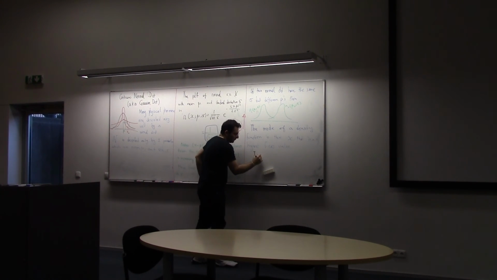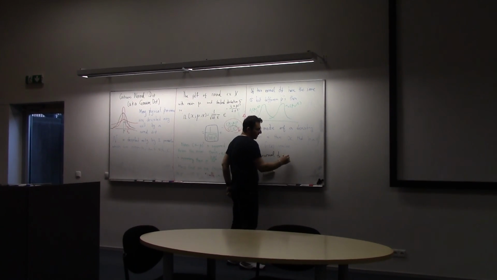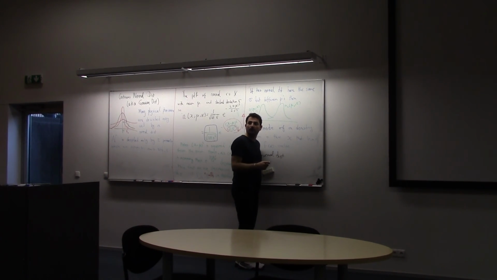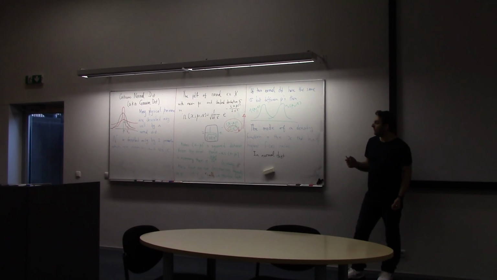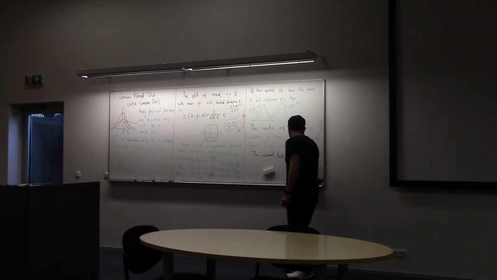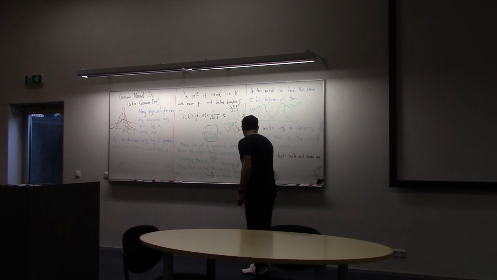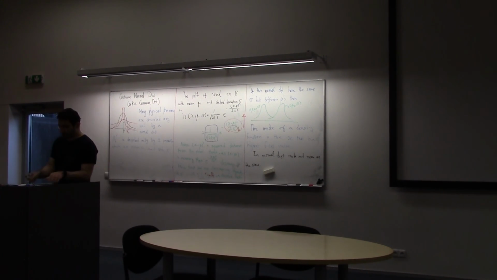So in a normal distribution, what can we say about the mode? Thomas, what can we say about the mode for a normal distribution? It is equal to mu. Yes. Mode and mean are the same.